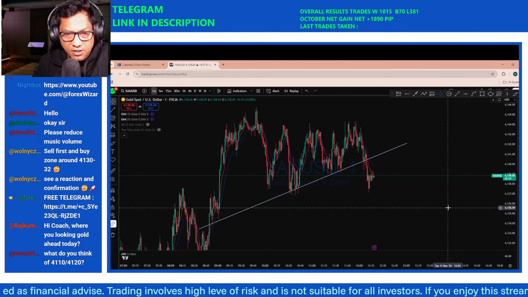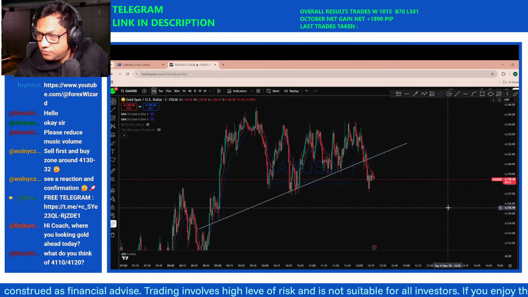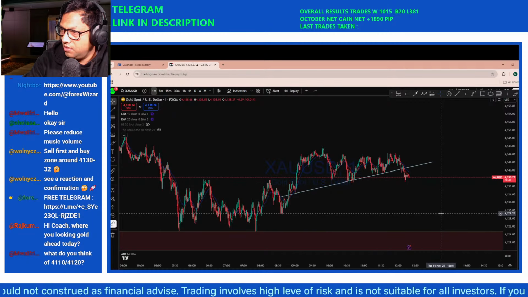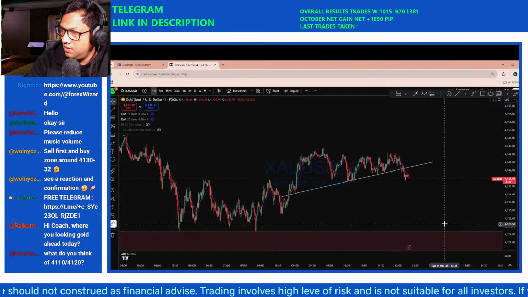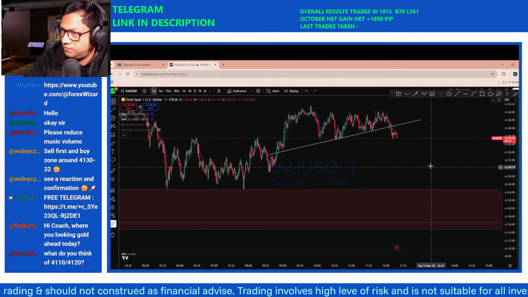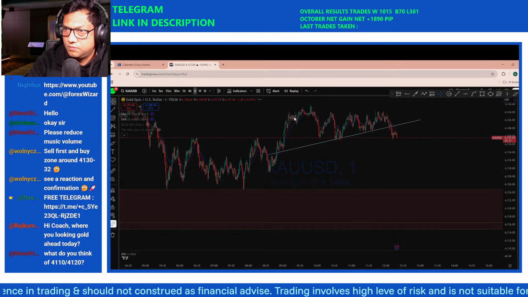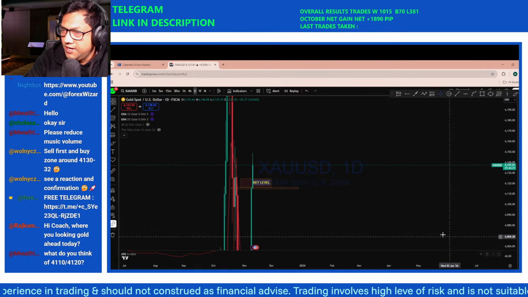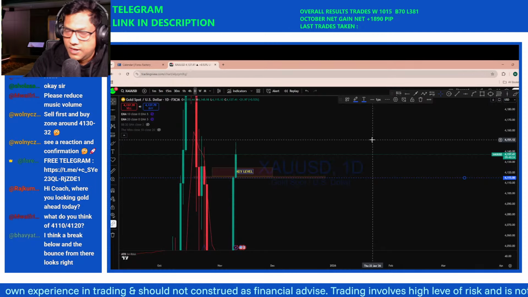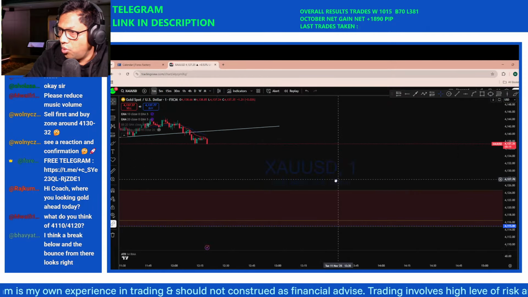What do you think of 4110 to 4120? Let's see 41. So the daily support that you can see is here. That's where you can compare to see where it might be going. So 4110.